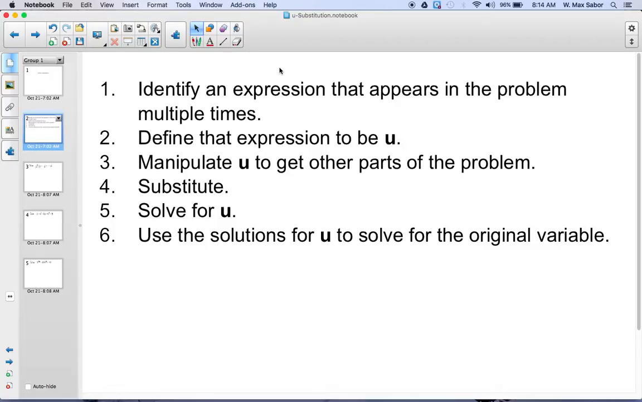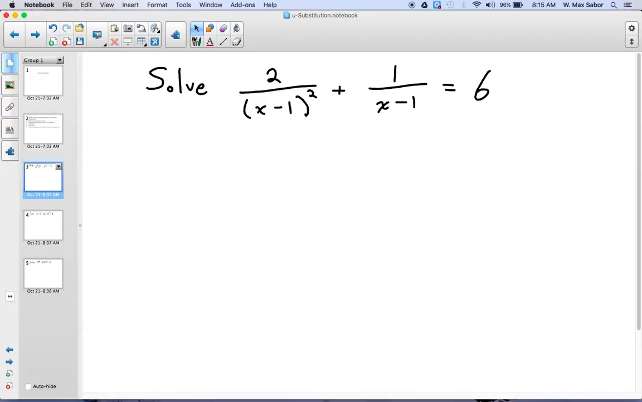Define that expression to be u, and if you need to, sometimes you'll need to manipulate, like multiply, square, do something to u to get other parts of the problem. Then you substitute in order to eliminate the original variable and only have u in your equation. Then you solve for u. Once you have your solutions for u, you use those solutions to solve for the original variable. This becomes clearer once we do an example.